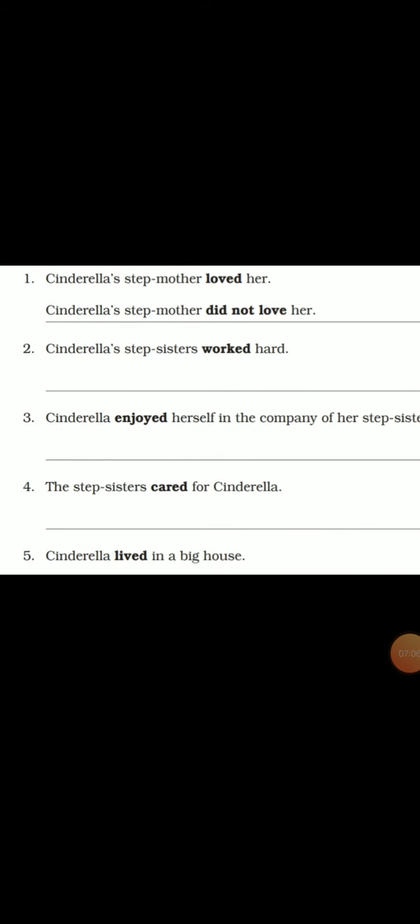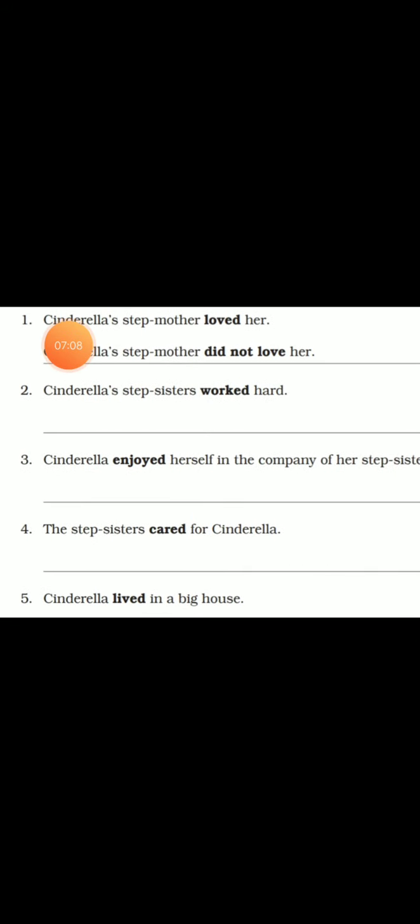What are the statements? Cinderella's stepmother loved her. Did Cinderella's stepmother love her? No, she did not love her. So how will you write it here? Cinderella's stepmother did not love her. In place of loved, now love is used here because did is already the second form of verb.